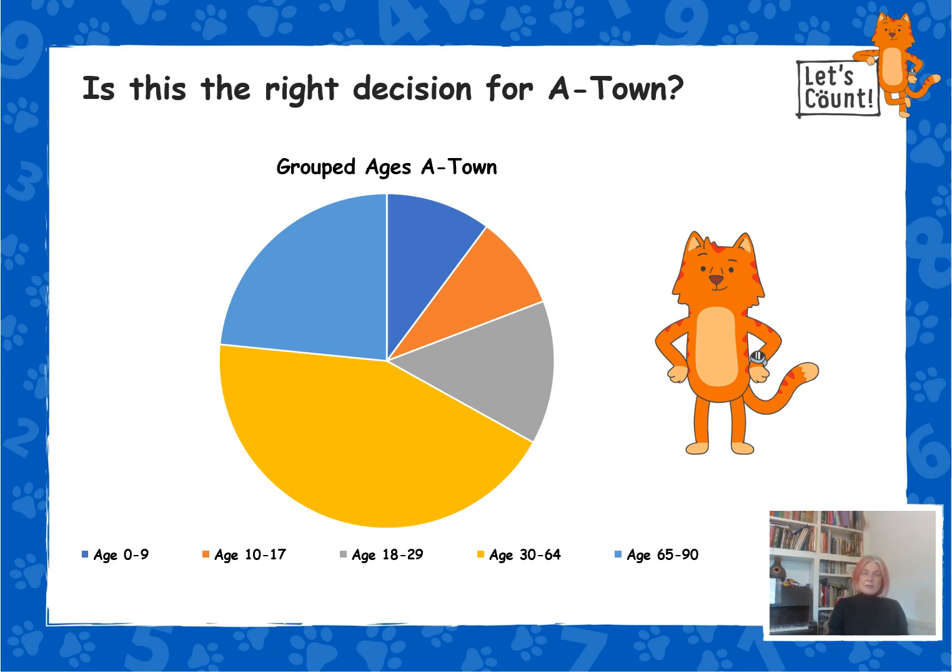You came to a decision in your class about what you felt was needed in your local area. Do you think that decision you made would be the right one for A Town, based on what you can see here about the ages of the people who live there? Discuss whether you think your class decision would be right if you lived in A Town. You might want to pause the recording here.